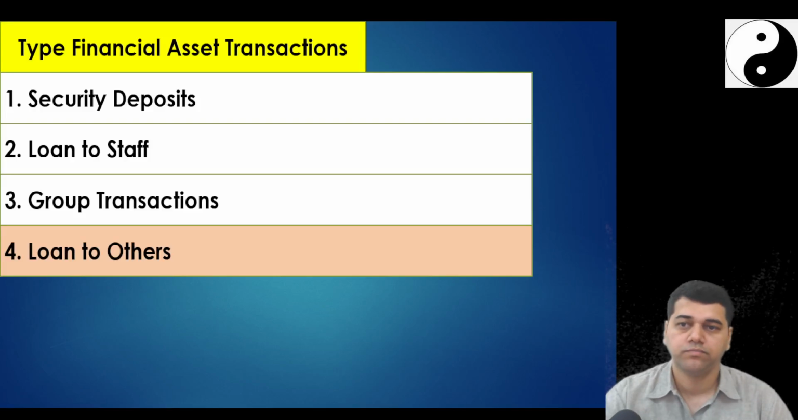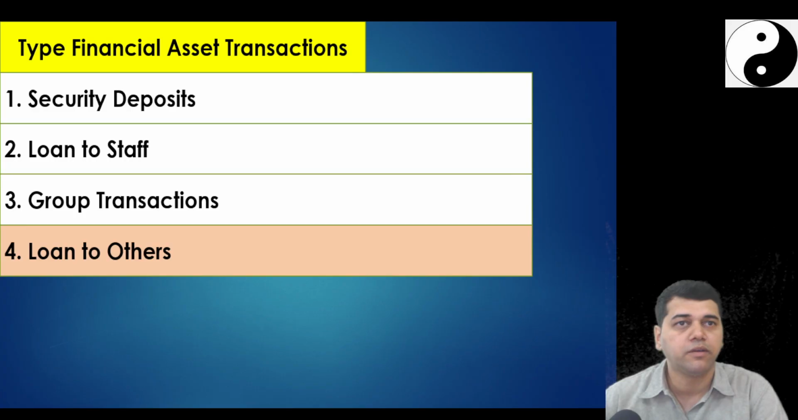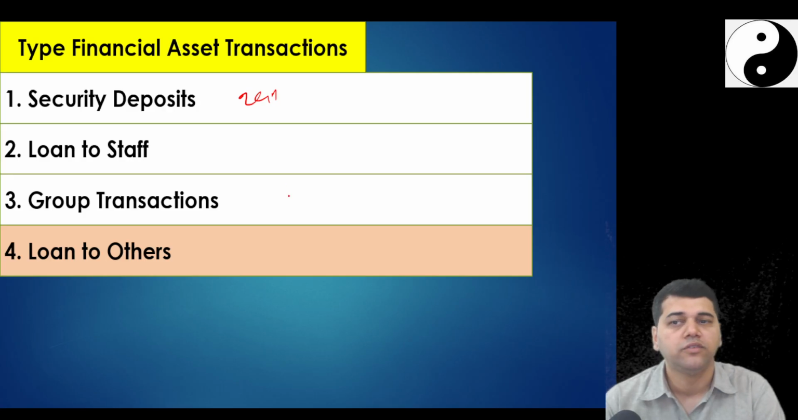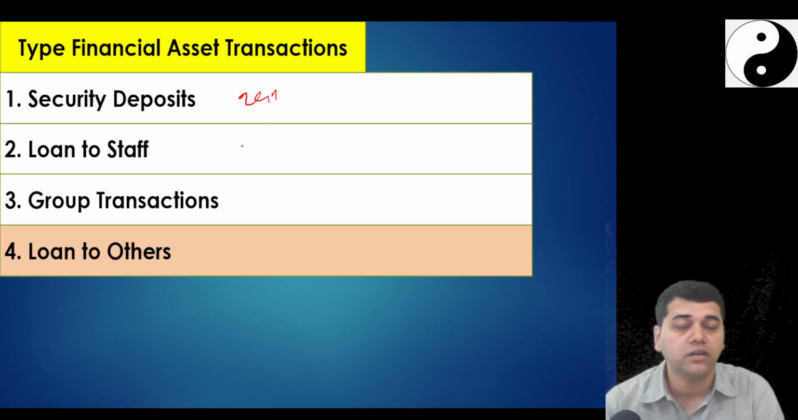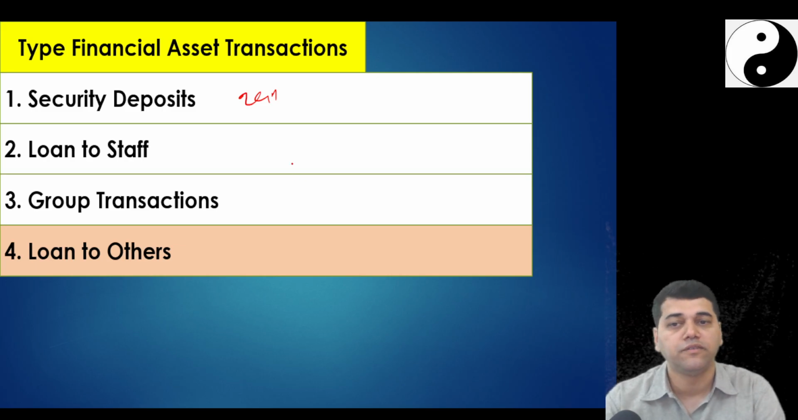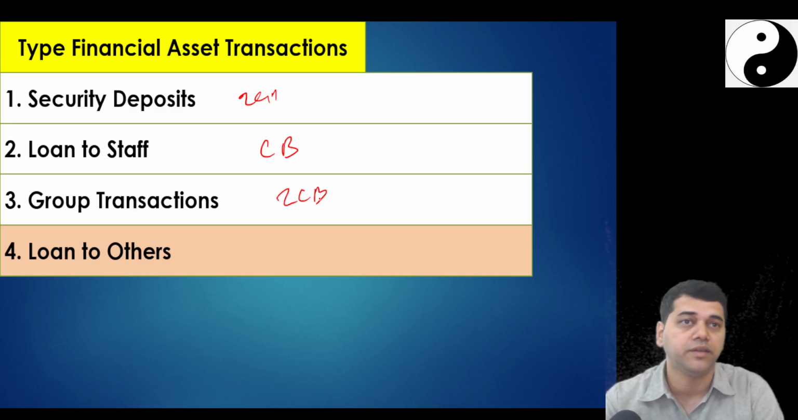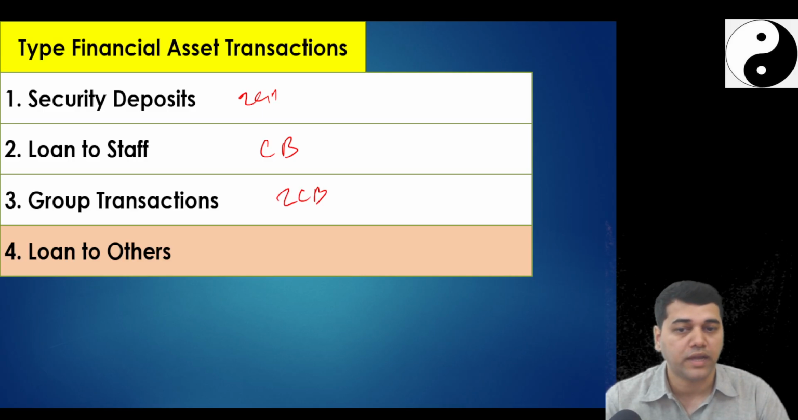Yes, friends, so we'll move on. We have already covered the security deposit, how to account for it like a ZCB. The staff loan will generally be in the form of a conventional bond. Group transactions will generally be like a ZCB. So we have seen how to account for all these transactions.